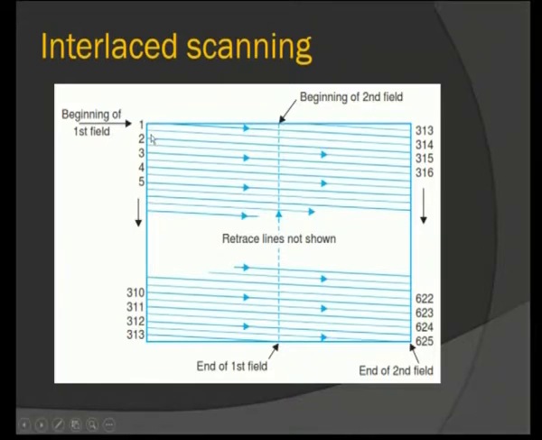Okay, we divided the lines into 312.5 as the first field, and the remaining will be the second field. Again, the same thing will happen in the second field also. The alternate lines will be scanned from the beginning of the second field, that is from the 313th line to the 625th line, so that the complete frame, the complete picture, will be scanned.